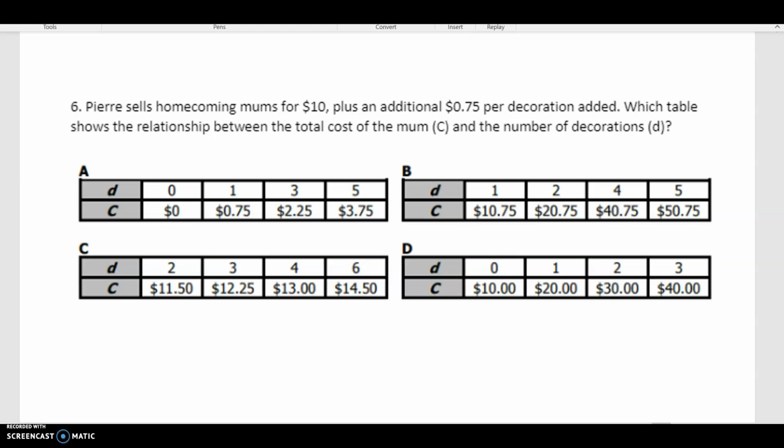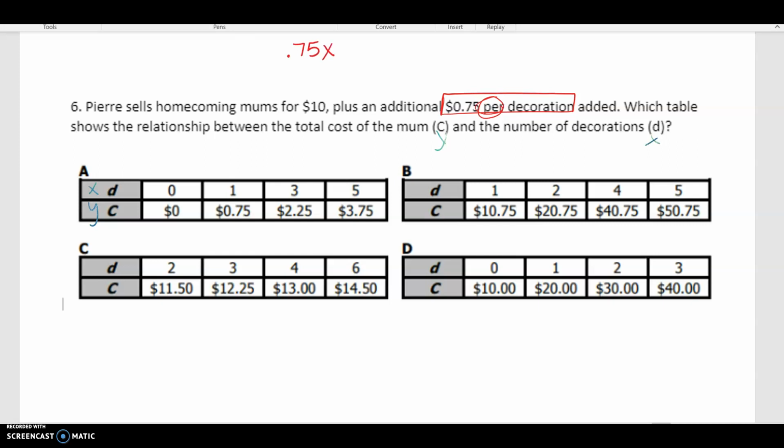It says, Pierre's selling homecoming mums for $10 plus an additional 75 cents per decoration added. Which table shows the relationship between the cost of the mum, C, and the number of decorations, D? Okay, so what we are used to is X and Y. So X is my decorations and Y is my cost. Okay, and then I see this word per. So it says 75 cents per decoration. So 75 cents for each decoration.